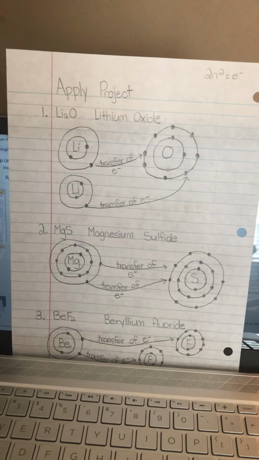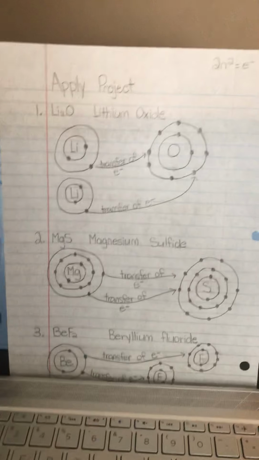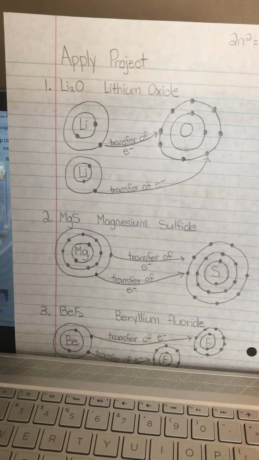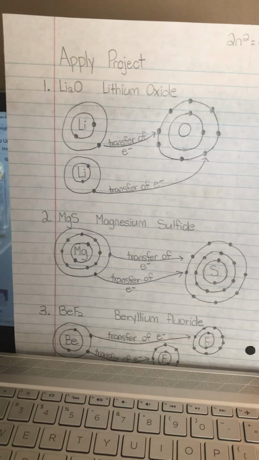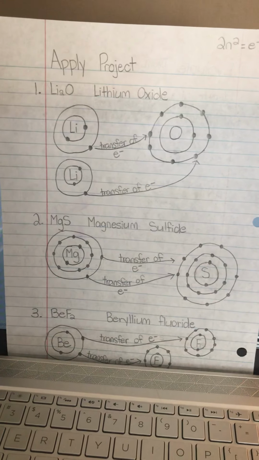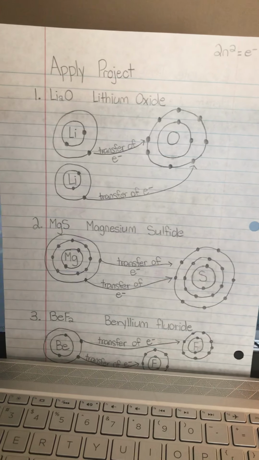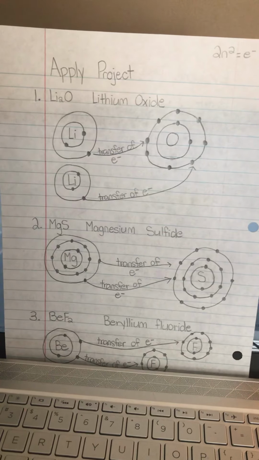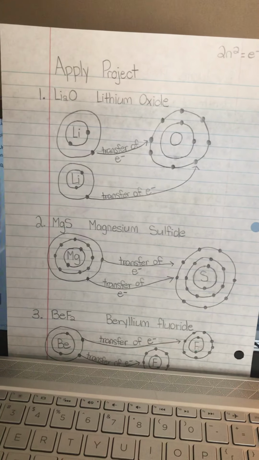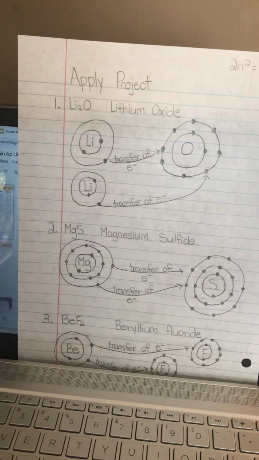Now, for the second example, we got magnesium sulfide. With magnesium sulfide, there is 1 of each atom, 1 magnesium atom and 1 sulfur atom. Magnesium has 2 electrons in its outer shell, while sulfide has 6 on its outer shell.